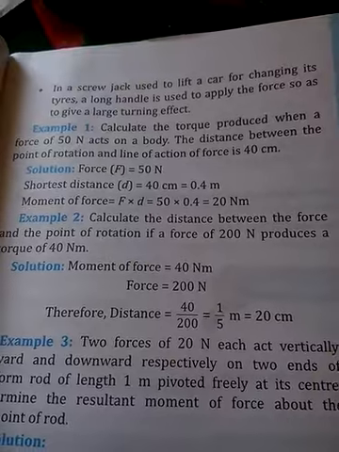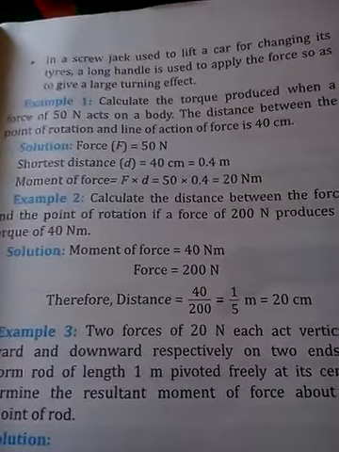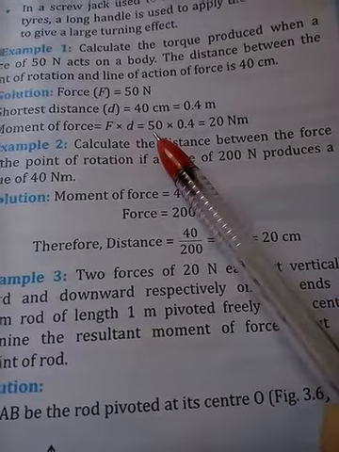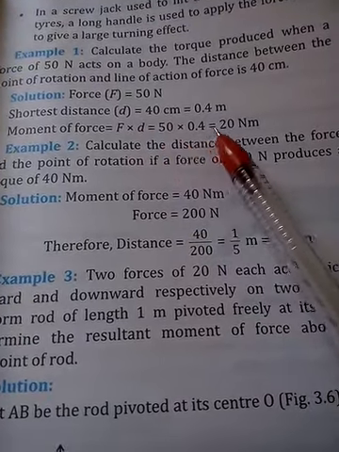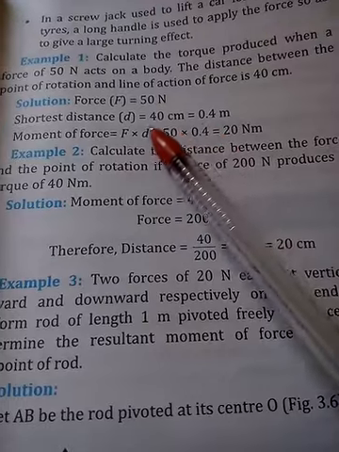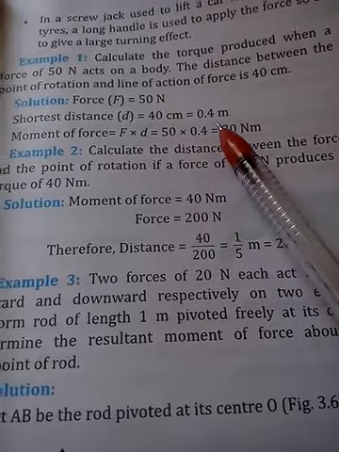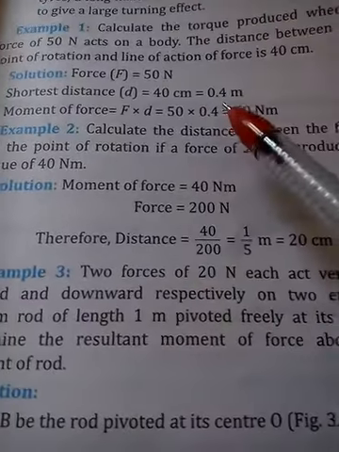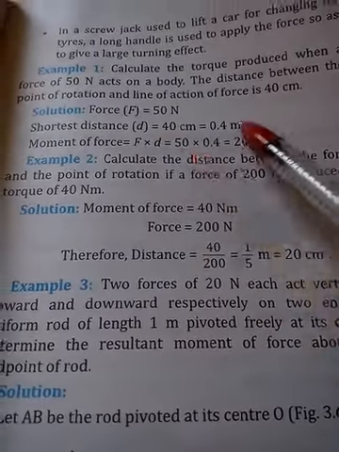Now dear students, what is the formula of moment of force? The formula of moment of force is force into distance. Now what is the distance given here? 40 centimeter. You have to convert it into SI unit. So in SI unit, what is it? 0.4 meter. Now how have we done that?